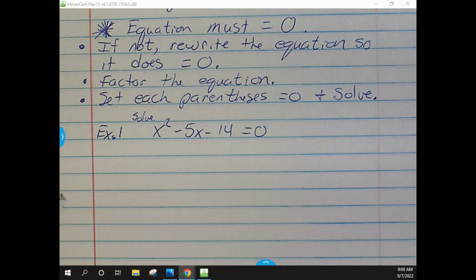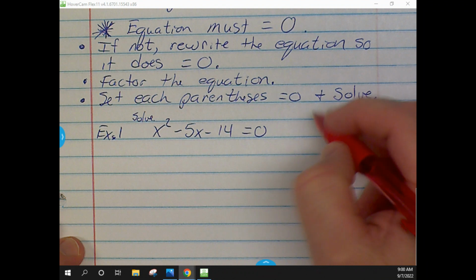Okay, and the biggest difference between the factoring homework and the solving homework is the directions. If it just says to factor, it's going to say factor. If it says solve, well, then it says solve. So you're basically looking at two different things here.